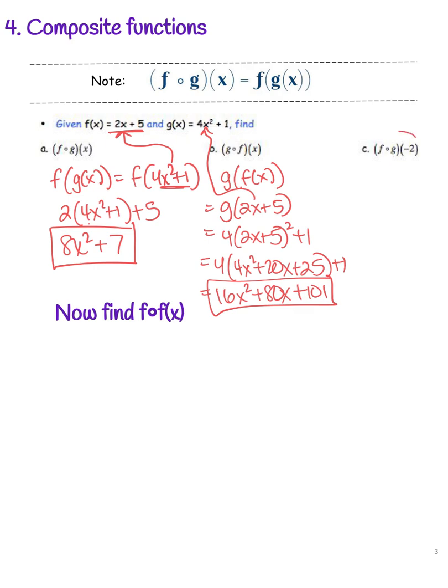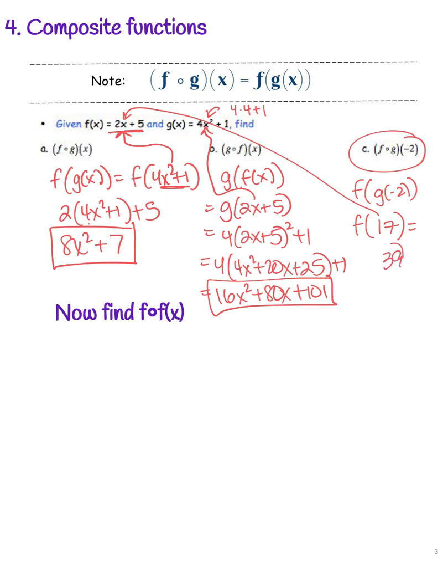Okay, now this last problem you can do 2 different ways. You can do f of g of negative 2, find out what that is. Just plug -2 in. That becomes 4 times positive 4 plus 1. And then plug 17 in for x, so 34 plus 5 is 39. But you also could have plugged -2 in here, because that is f of g of x. You found f of g of x, and you'll get the 39 that way too.